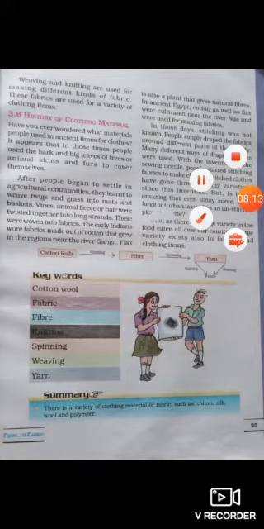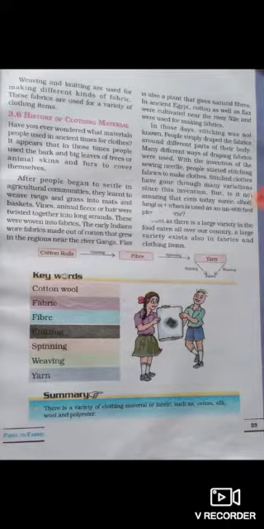Weaving and knitting are used for making different kinds of fabric. These fabrics are used for a variety of clothing items. In knitting, a single yarn is used to make a piece of fabric, unlike weaving where two sets of yarns are required. Knitting is done by hand and also on machines. So this chart summarizes the entire chapter. The fibers which are obtained from plants, animals or chemicals are, after spinning, converted into yarns. Yarns are converted into fabrics by weaving or knitting, and ultimately fabrics are converted into cloths by stitching.